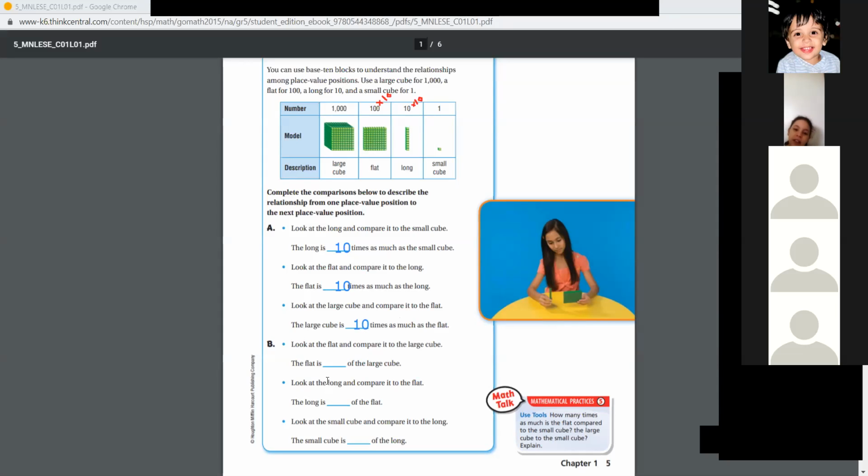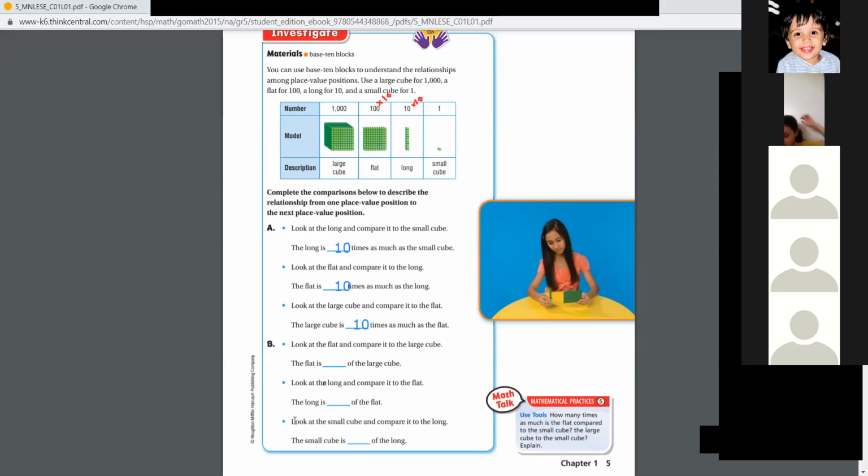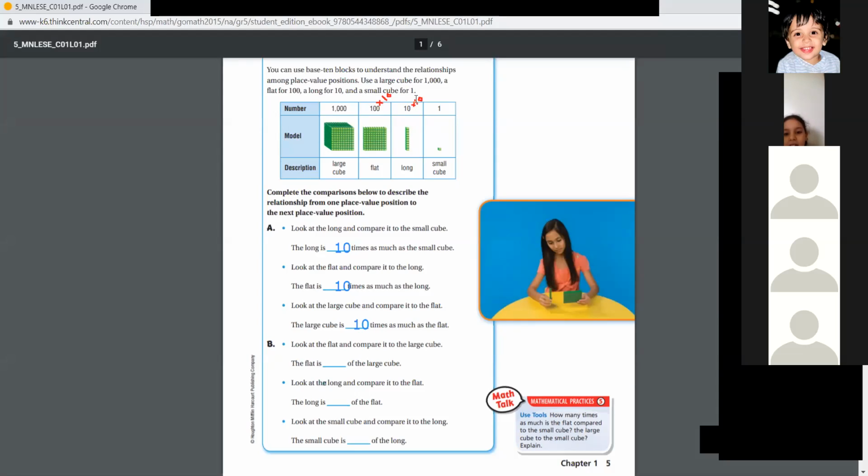When the number gets bigger, the 0 gets added. Yesterday I told you, when you go from 1 to 10, 10 to 100, 100 to 1,000, you multiply by 10. But when you come back, what will you do? This is a very tricky question. When you go from 1 to 10, you add 0. And when you come back from the large cube to the flat, what will we do?